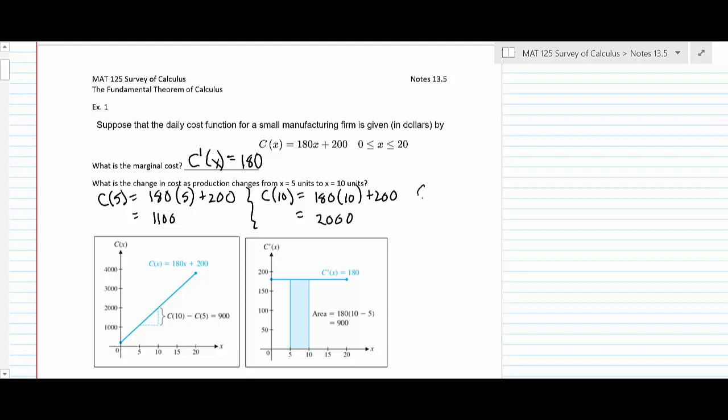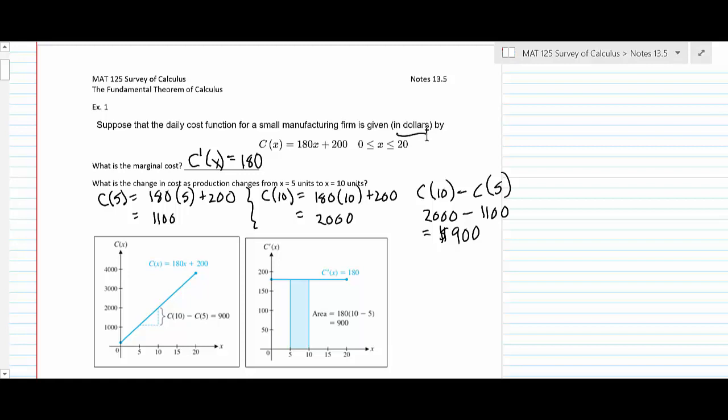So what you're going to do is C of 10 minus C of 5. Okay, and we're going to do it in that order. So we're going to have 2000 minus 1100, which gives you a change of 900. And this is in dollars, it says in the problem. So that's the change in cost. Okay, it's just the difference between the two.